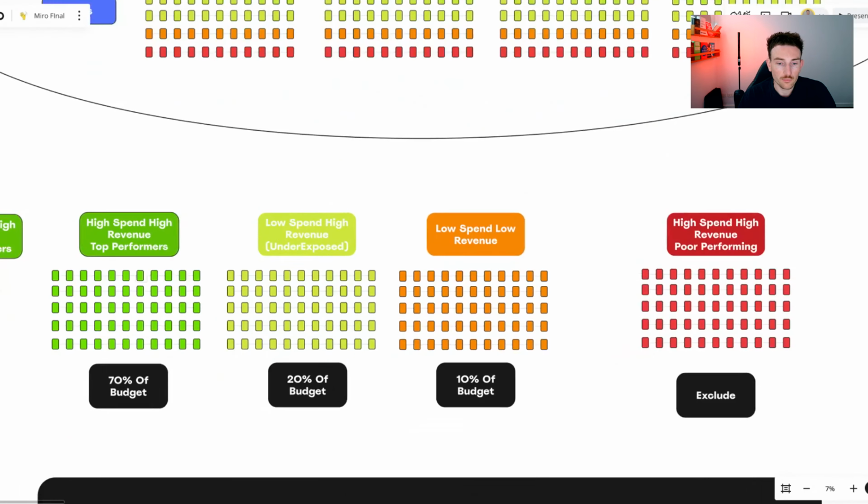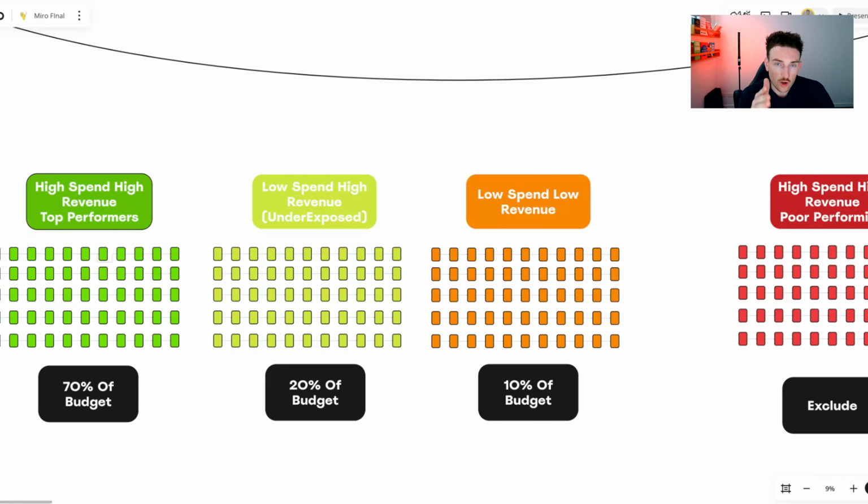This is what you need to do. And you can do this inside your account. You can look inside your Google Ad account and look at the product spend. So you can actually look at how much is being spent on each product and how much revenue is being driven for each product. And you'll be able to group your products into these 4 buckets. So you'll have high spend, high revenue, top performing products. You'll have low spend, high revenue products. You have low spend, low revenue products. And then you have high spend, low revenue products that are poor performing.